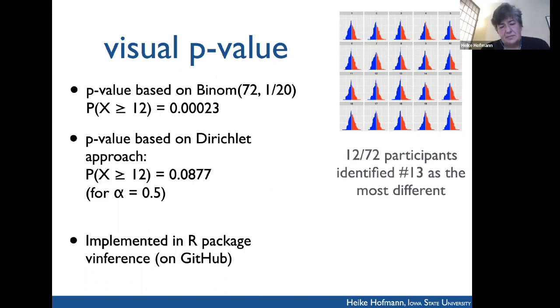So this visual inference is implemented as an R package. It's called vinference, available from GitHub. And it's ready to use out of the box. So you would need to specify the lineup outcomes, so the number of evaluations, the size of the lineup, the number of the null plots, and then it will suggest an alpha as well as a p-value.